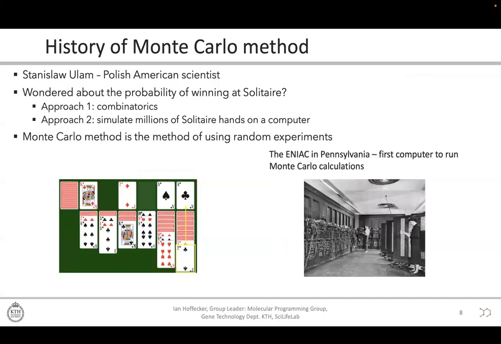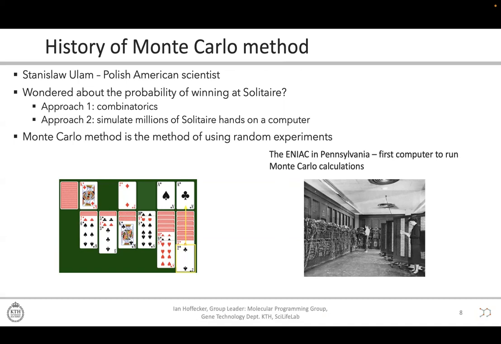And so this is the Monte Carlo method. It has an interesting history. It was invented by Polish-American scientist Stanislaw Ulam, who was playing solitaire games in a hospital and wondered what the probability was that you would get a winning hand in solitaire.